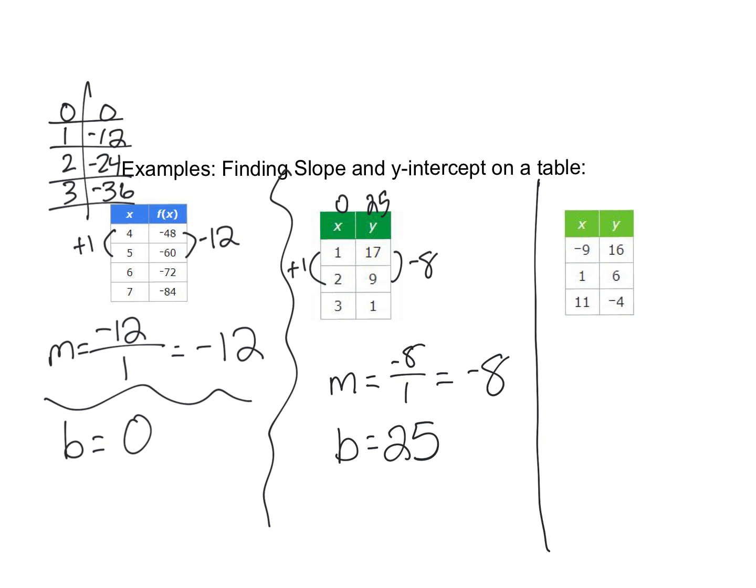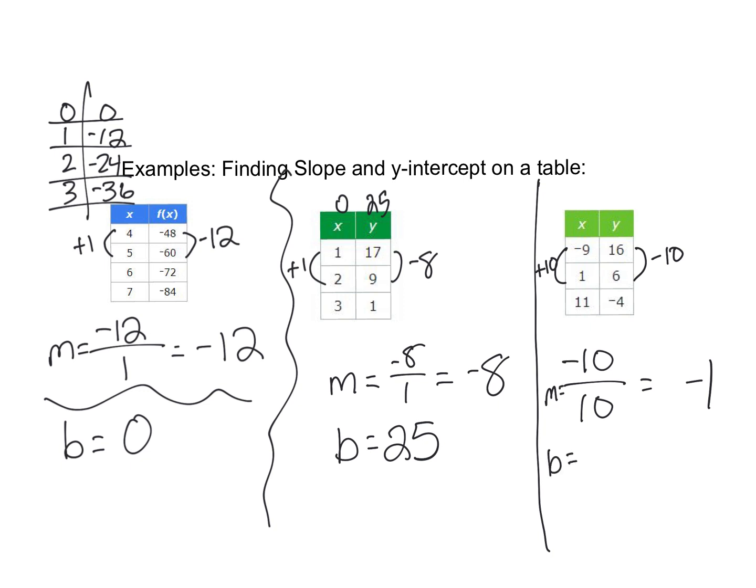And then in this table over here, when you worked with it, it was a little bit trickier. So from 16 to 6 was a decrease of 10. From negative 9 to 1 was an increase of 10. So you had to do negative 10 divided by 10, and you get a slope of negative 1.